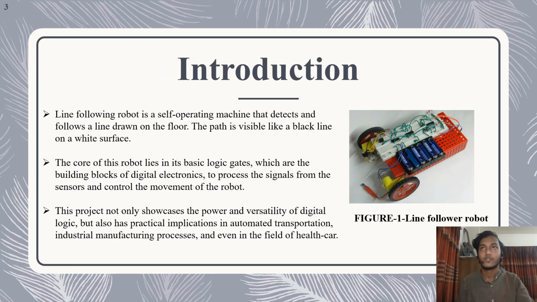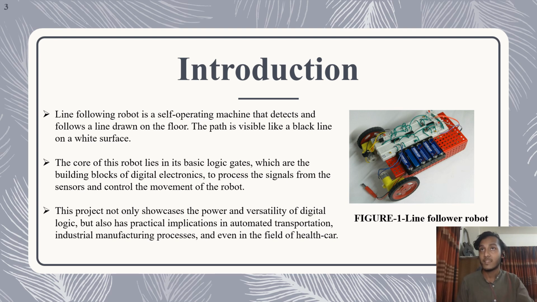Let's move on, so first the introduction. The introduction is about the line follower robot. So what is the line follower robot? As the name suggests, the line follower robot is an automated vehicle that follows a visual line embedded on the surface. So basically the path is predefined and can be either visible like a black line on a white surface with a high contrasted color, or a white line on a black surface with high contrasted color, or it can be invisible like a magnetic field.